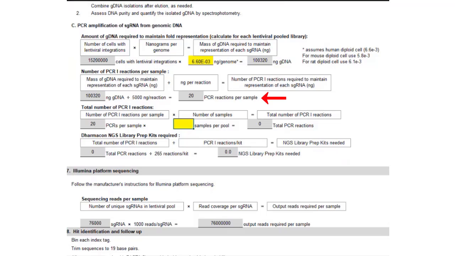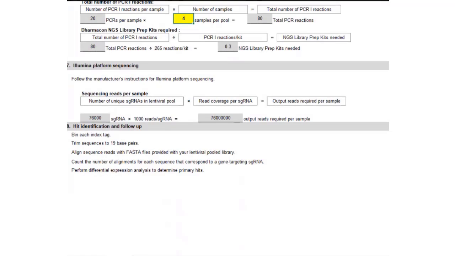Then it calculates how many PCR reactions are needed per sample. In this example, if we have 4 samples, a reference sample and an experimental sample with 2 biological replicates, then we would need a total of 80 PCR reactions. The tool will then calculate how many NGS library prep kits will be needed for the screen. Lastly, for Illumina sequencing, please follow the manufacturer's instructions.